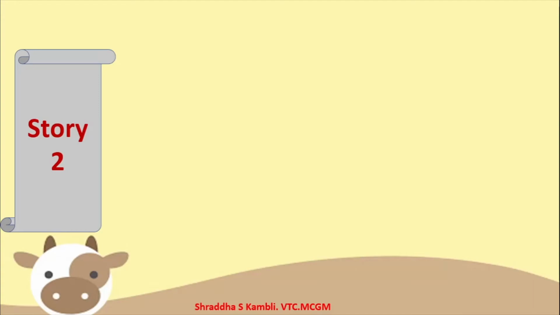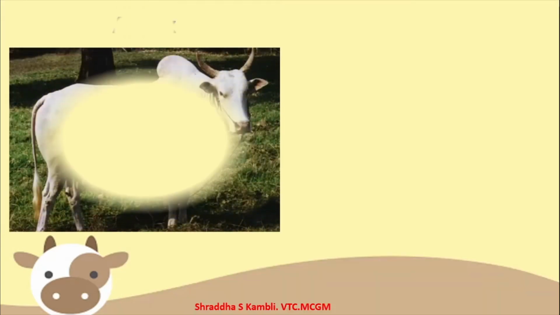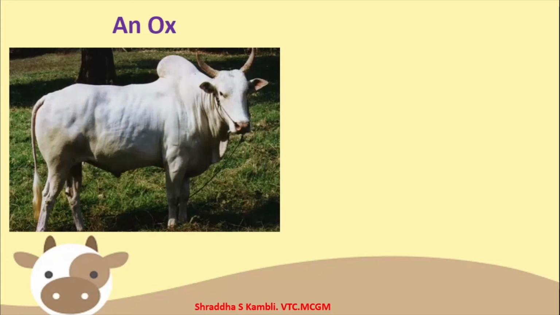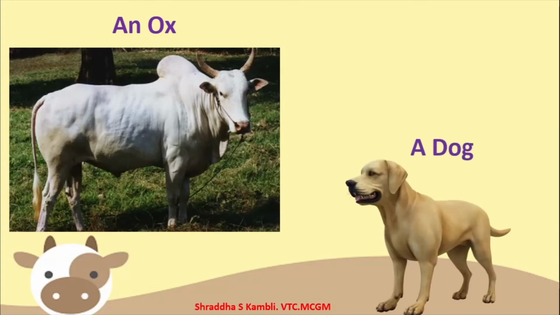Now let's come to story number 2. Story number 2 or fable number 2 is called the dog in the manger. So let us try and understand what the meaning of the dog in the manger is. It is a story of a dog and an ox. So see here, this is an ox. An ox is an animal like the cow or the buffalo, and it works on the fields. And in this story, the other important character is a dog. So let us see what happened between the dog and the ox.